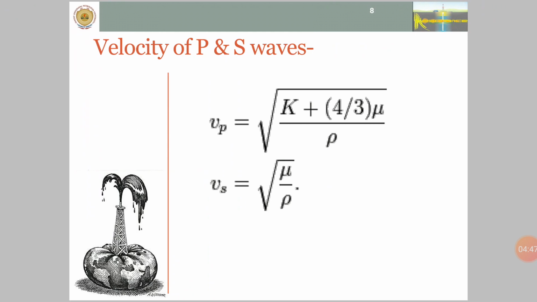Velocity of P waves is given as square root of (k plus 4/3 mu) by rho, where k is the bulk modulus, mu is the rigidity modulus, and rho is the density. Whereas the S wave velocity is given as square root of mu by rho, where mu and rho are rigidity modulus and density respectively. The k term is missing here.